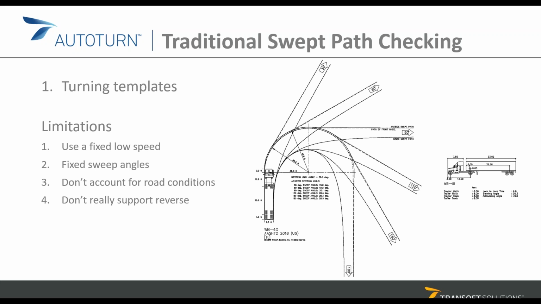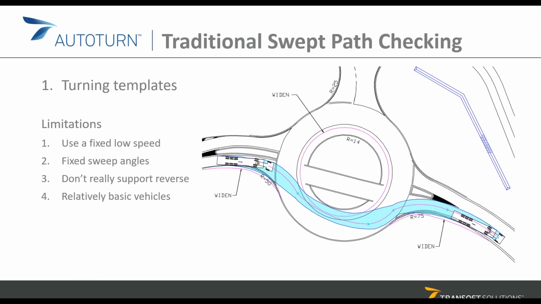The challenges of using these turning templates are essentially these limitations. Scenarios such as the one you're seeing on the screen right now are very, very challenging because the vehicle is not turning at a fixed angle, and it's certainly not turning at one of the angles we saw in the template. So all in all, if you're using turning templates to assess this kind of scenario, or scenarios involving reverse maneuvers, or where the sweep angle is not a fixed sweep angle, you'll find those very challenging if you're trying to use the turning templates as they are in the guideline.